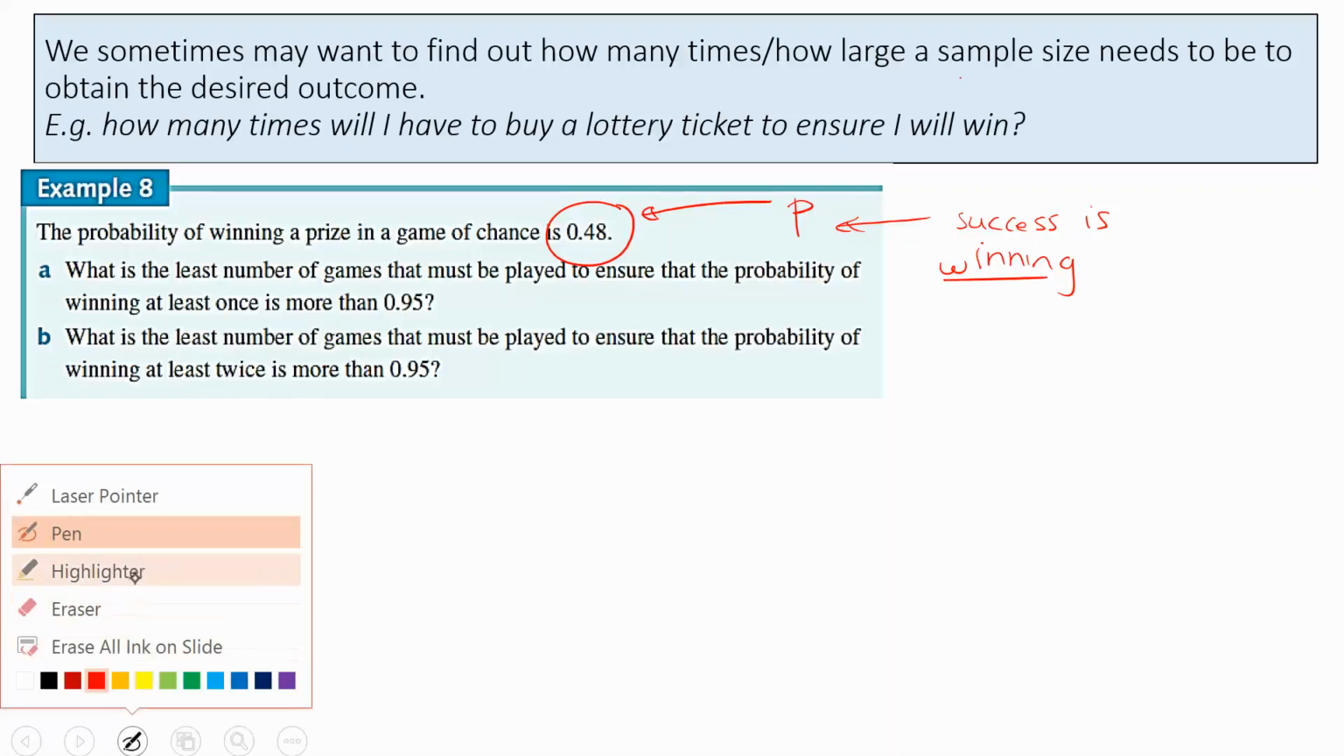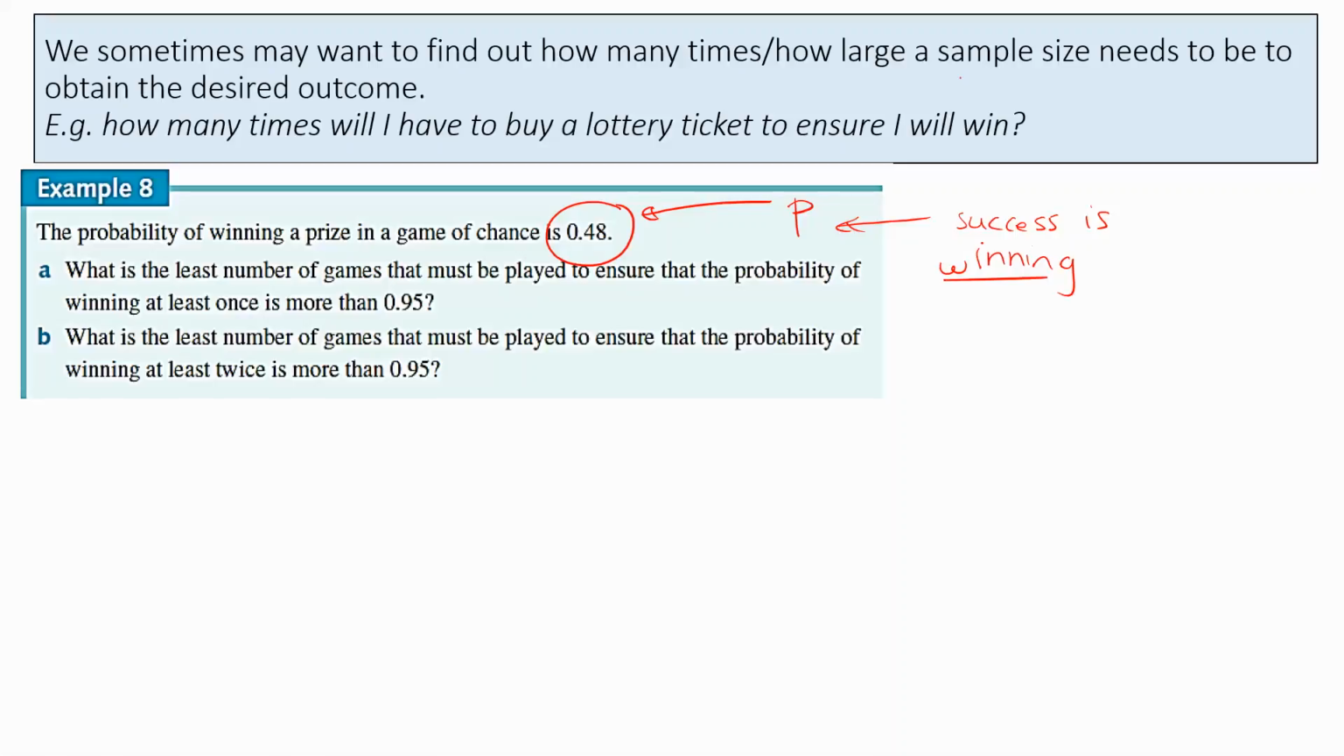Let's highlight a couple of things. When we're reading this, we can get a bit intimidated. But it says, what is the least number of games? So that in itself is already hinting that how many games you have to play dictates the trials, because each time you play a game, you've got a 48% chance of winning. So really, it's already asking, what is the minimum number of trials? Meaning, what is n? How much do you need to play, at minimum, to know that you are going to get at least once is more than 0.95.